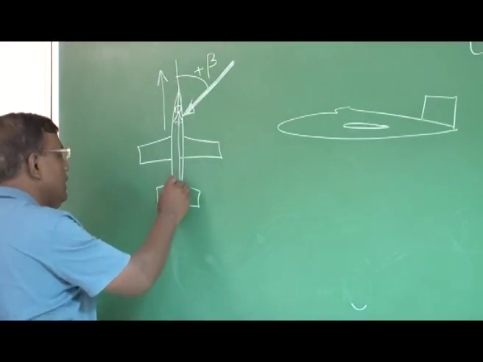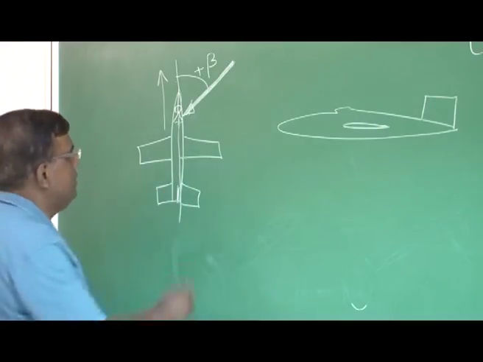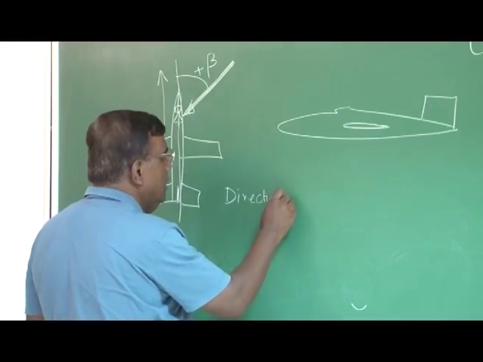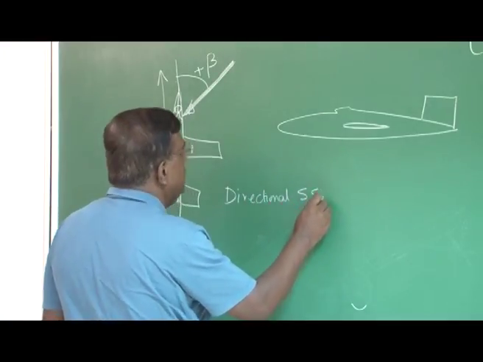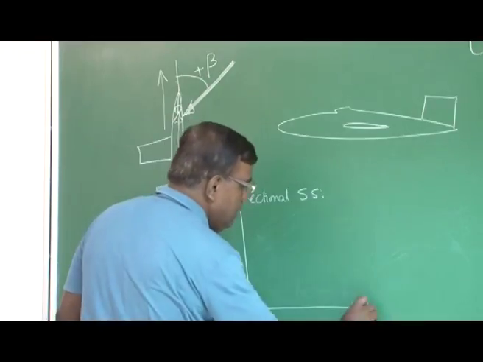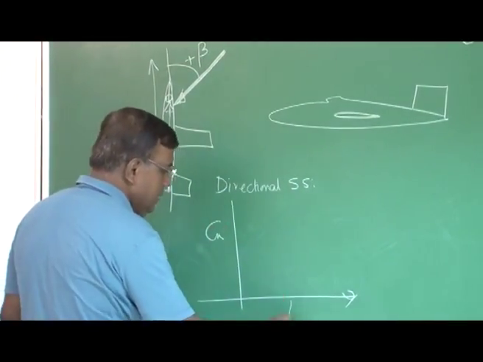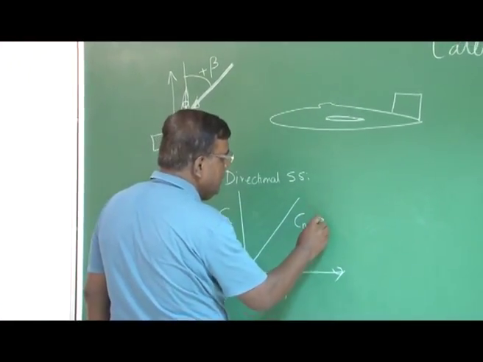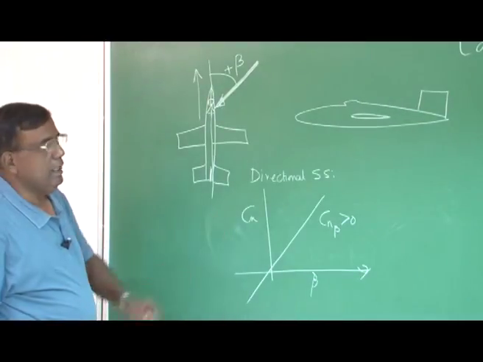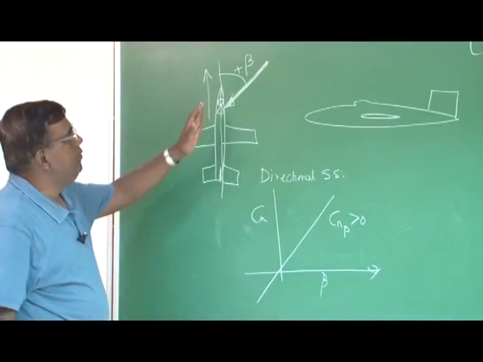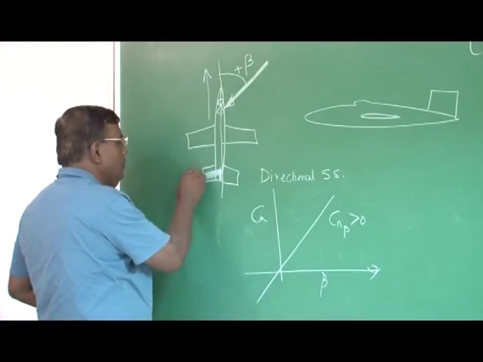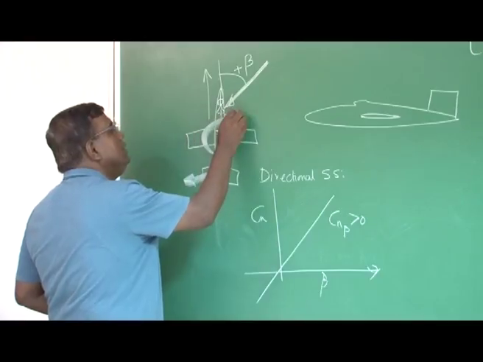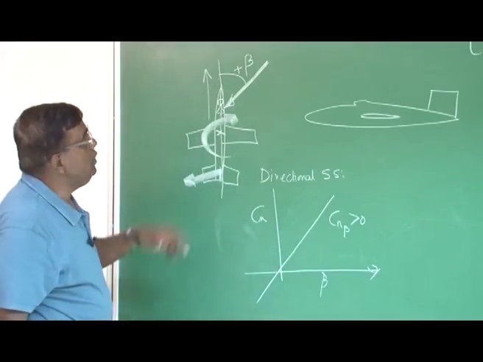And what was the condition for directional static stability? If I plot Cn versus beta, then Cn beta should be greater than 0. That is, Cn beta greater than 0. So how do I understand that? If there is a beta, the vertical tail will generate a force in this direction, which will give moment about Cg. Which moment? This is yawing moment.